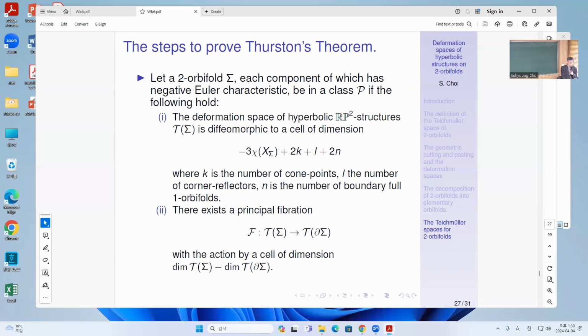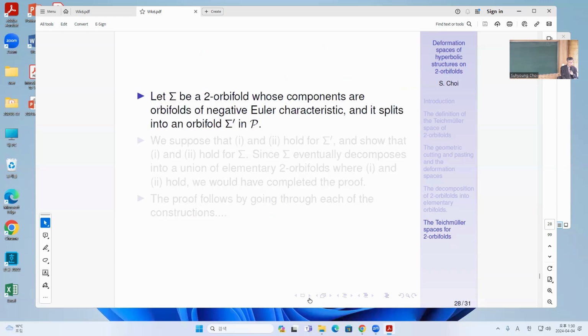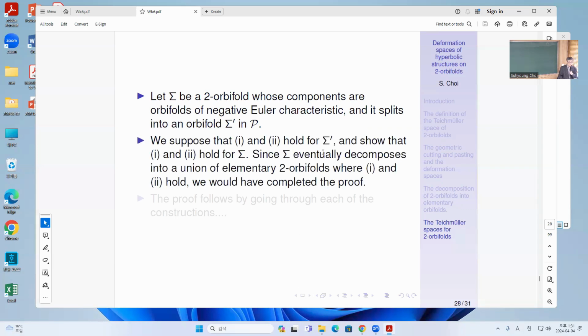Or I should say this is a fiber by cell, not action. So sigma is a two orbifold whose components are orbifolds of negative Euler characteristic and is split into orbifolds sigma prime in P. So what we do is we have any two orbifold, then we cut it and get a sigma prime. So suppose this holds for sigma prime, one and two, and then we show that it holds for sigma. So you prove this by induction, right?